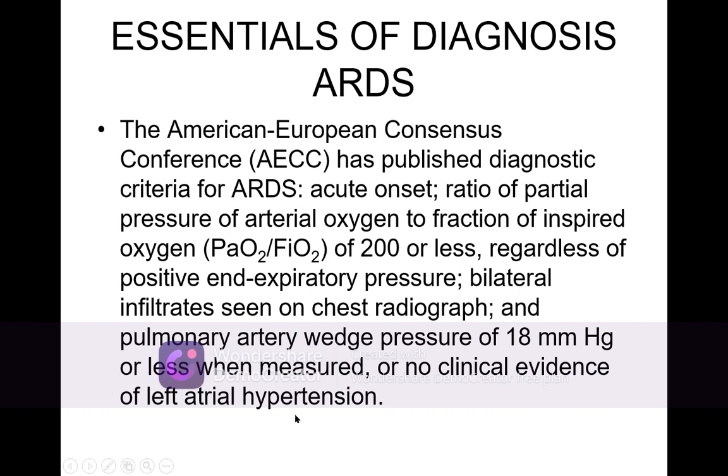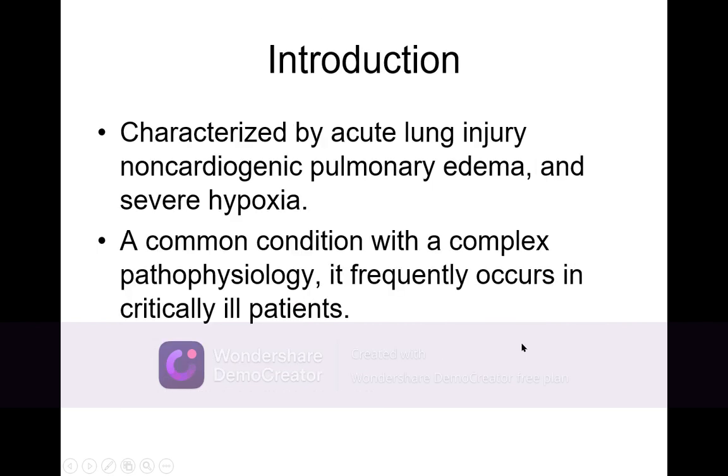Left atrial hypertension should be excluded by Swan-Ganz catheter, and you will take the pulmonary artery wedge pressure. 18 millimeters is a very normal pressure, rather low. It is an acute lung injury, it is a part of it. It is a non-cardiogenic pulmonary edema and severe hypoxia associated with this. So it is a non-cardiogenic pulmonary edema and severe hypoxia. It is a part of the acute lung injury syndromes.